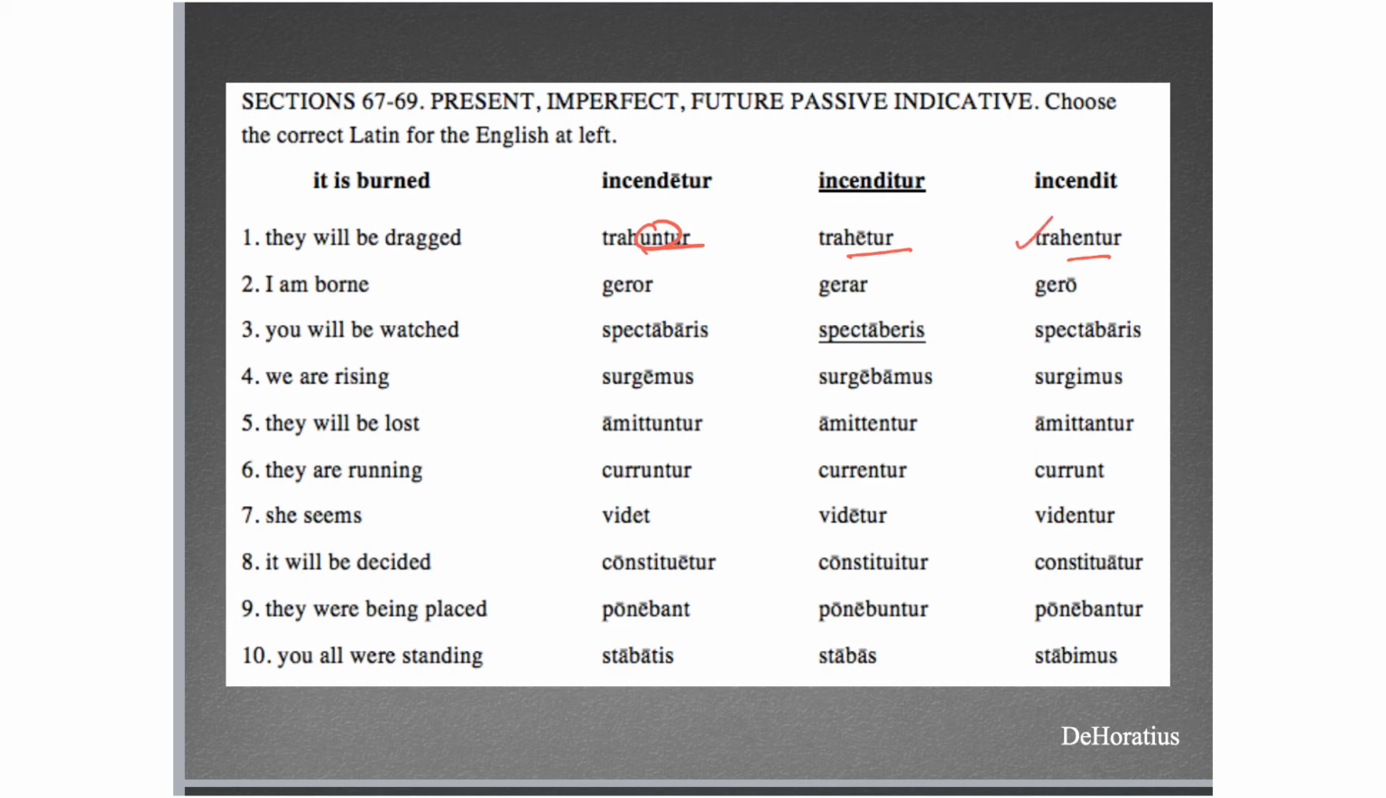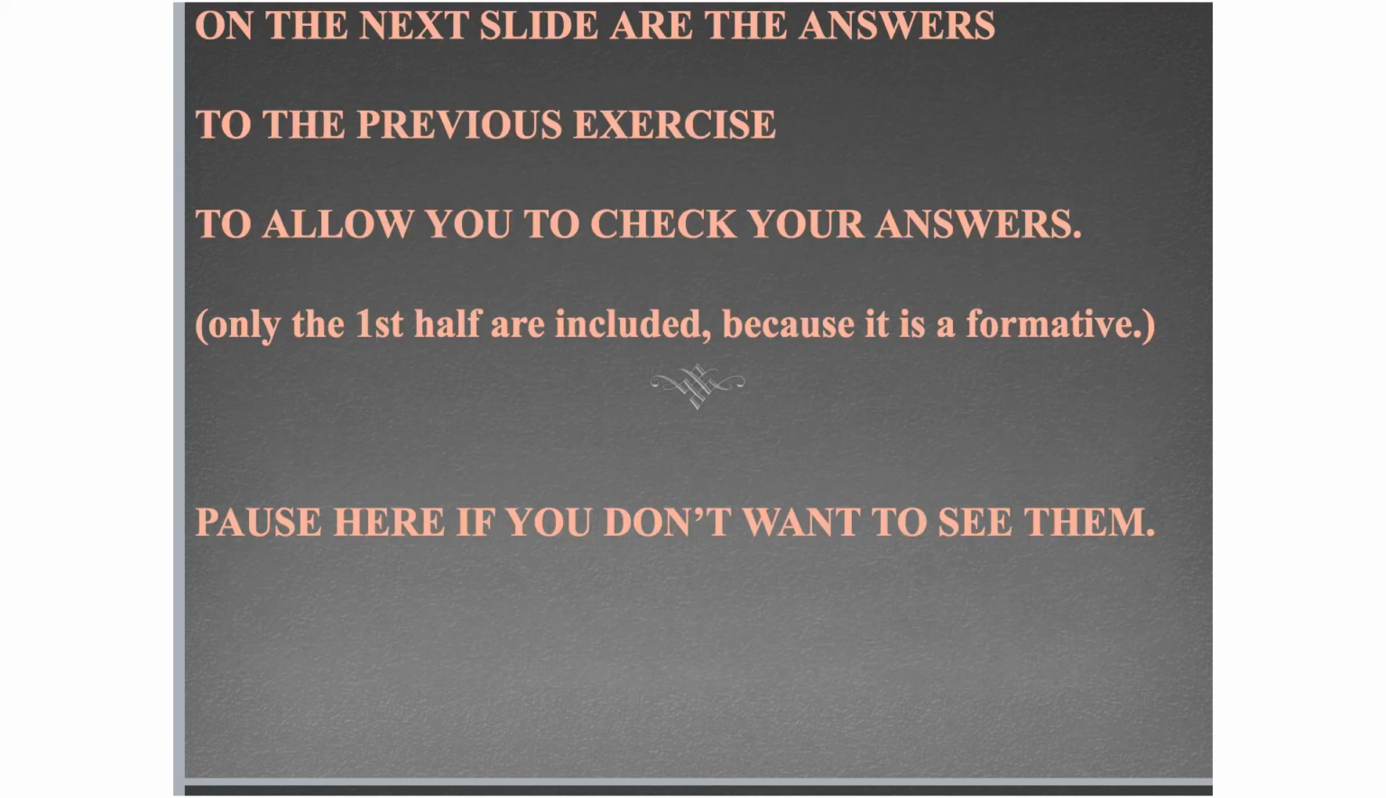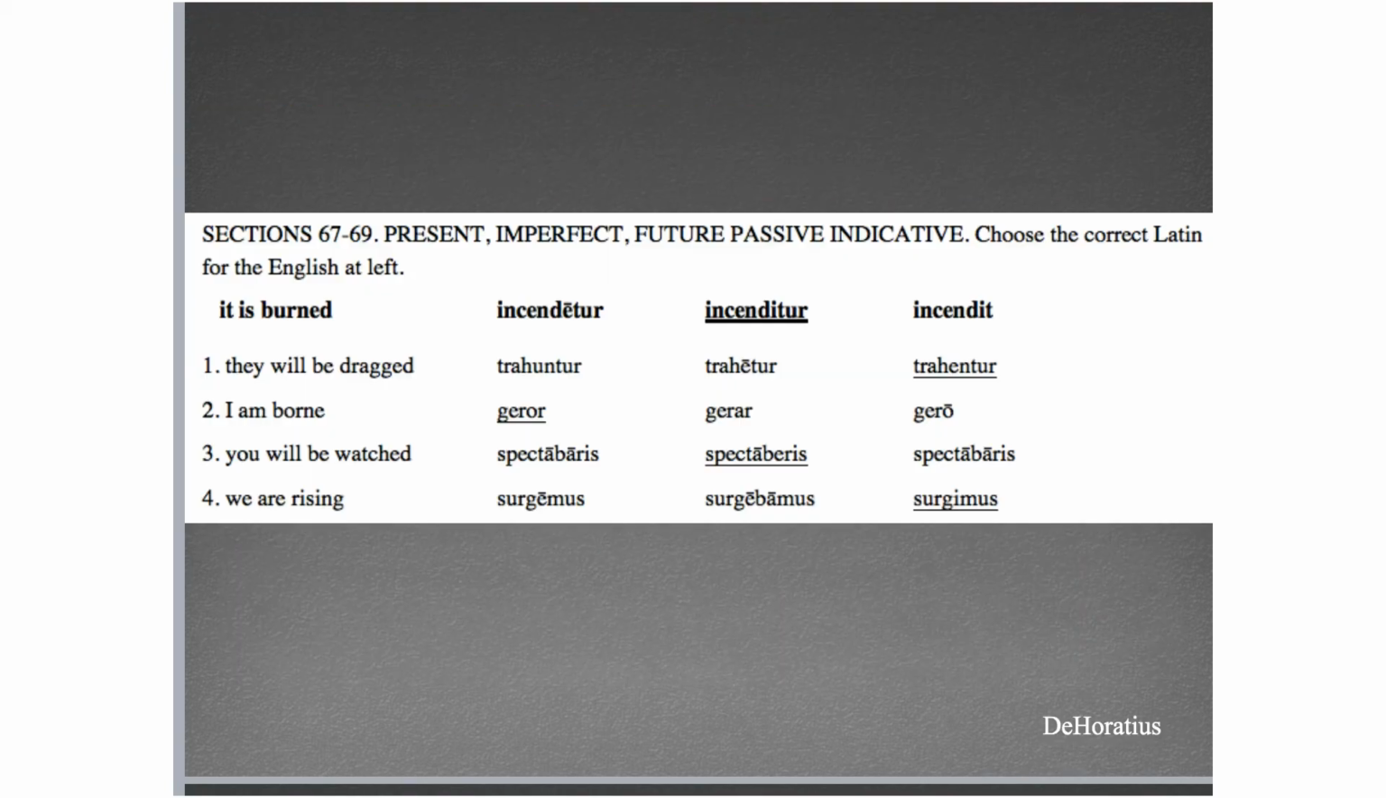All right, how about number 2? I am born. So present, passive. So that's what we have there. Let's make sure the other ones. So first person, but that is future, and first person, but that is active. So that's our correct one. All right, so here come the answers. Pause if you need to, want to. All right, and there they are.